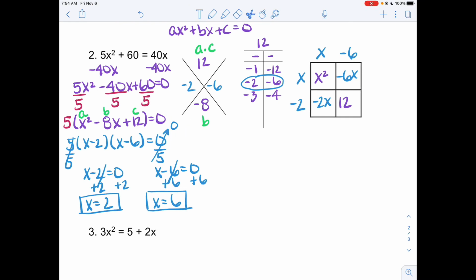Now I take my two pieces, and using the zero product property, I set them equal to 0. x minus 2 equals 0, x minus 6 equals 0, and solving my two little algebra equations, I get x is equal to 2 and x is equal to 6.